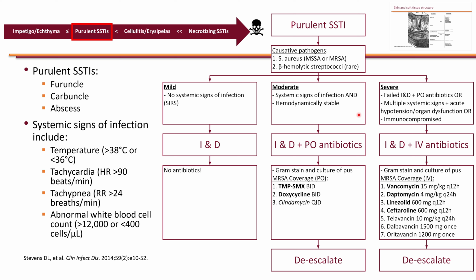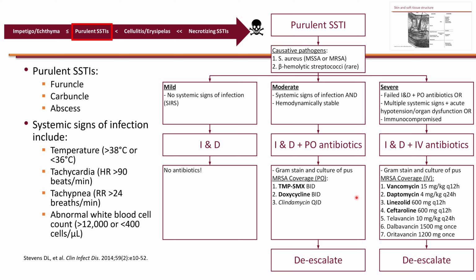Now, if there are systemic signs of infections, and the patient should, of course, be hemodynamically stable, in addition to incision and drainage, the patient will receive oral antibiotics. Okay, so oral antibiotics that's primarily targeted at MRSA. So trimsulfa or doxycycline, and for some reason, if these are not available, clindamycin. Clindamycin last choice, not only because of increasing rate of resistance, but also collateral damage from clindamycin is much more severe. So C. diff in particular is an issue.